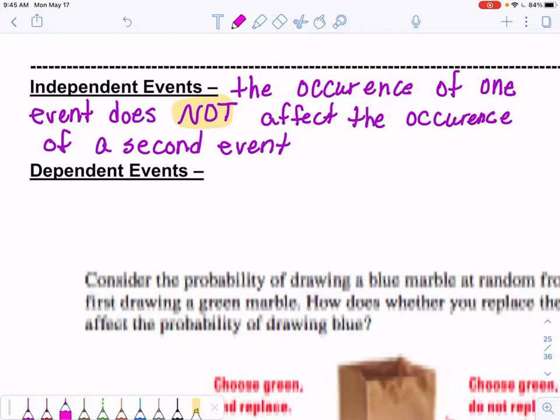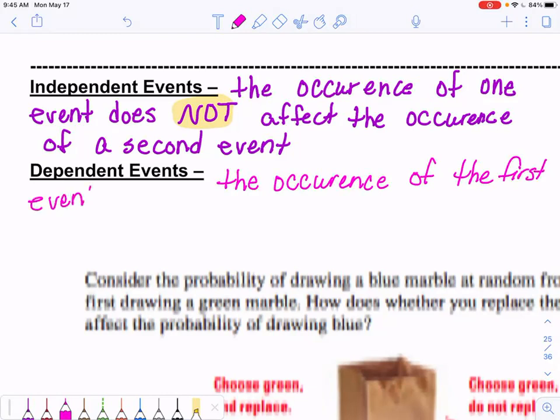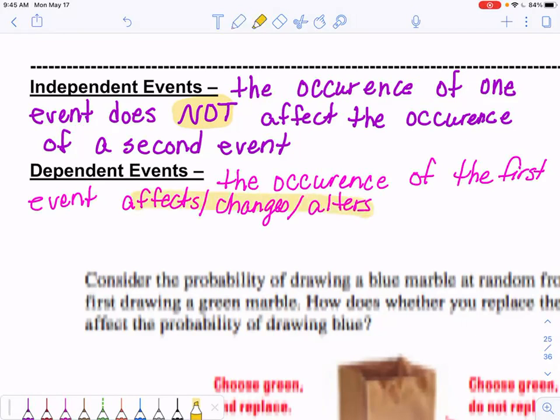Dependent events, the occurrence of the first event affects, changes, alters, any of those words, if I could spell alters, right? The occurrence of the second event.